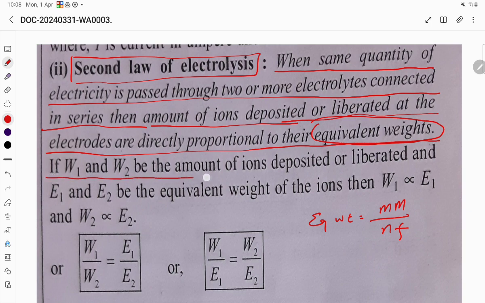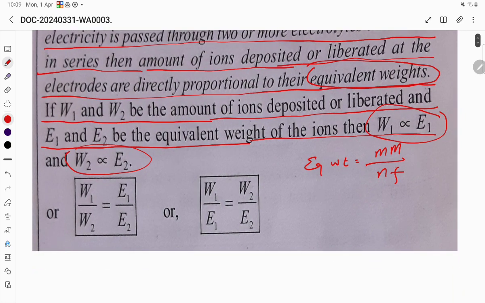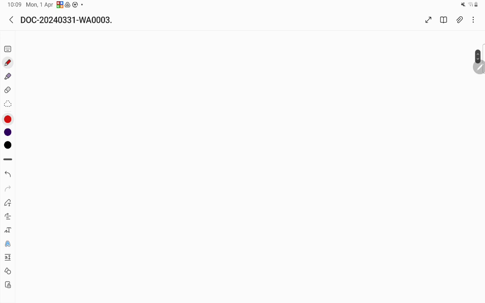Now, if W1, W2 are the amounts of ion deposited or liberated and E1, E2 are the equivalent weights of the ions, then W1 is proportional to E1 and W2 is proportional to E2. So W1 by W2 is equal to E1 by E2, or better, you can write W1 by E1 is equal to W2 by E2. Either you apply this or this, you need to keep that in mind. Now let us try to understand the problem we are going to see.